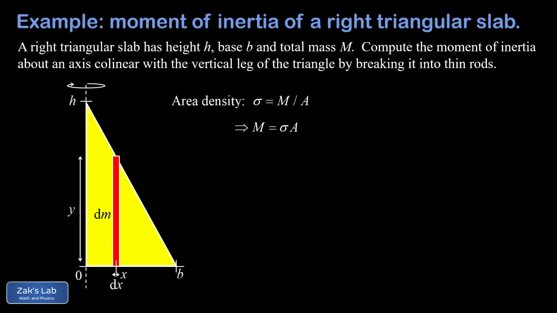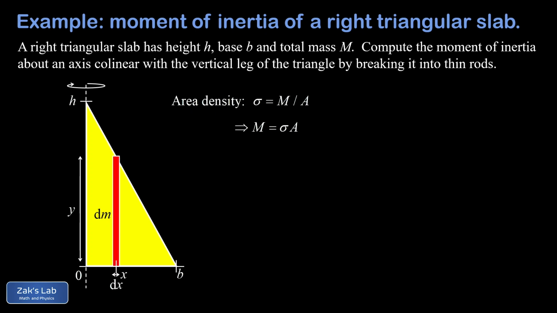In the previous video, we computed the moment of inertia of a right triangular slab by slicing it into thin rods that were perpendicular to the rotation axis. In other words, the way we have our slab oriented in this picture, we did it by slicing into horizontal rods. Now in this video, we're going to compute the moment of inertia by slicing it into thin vertical rods that are parallel to the rotation axis.